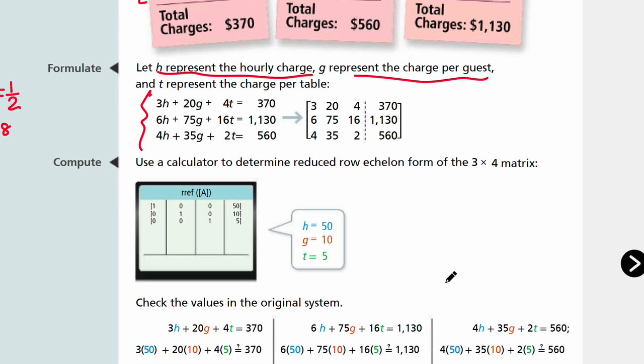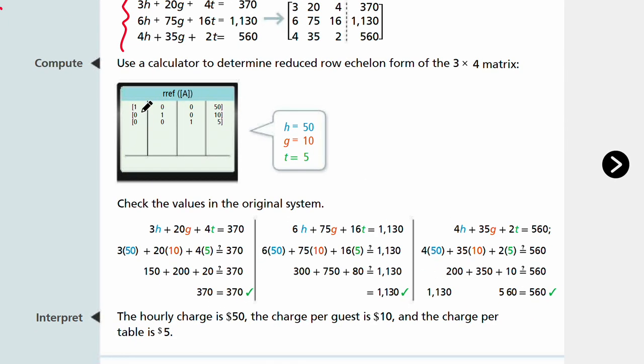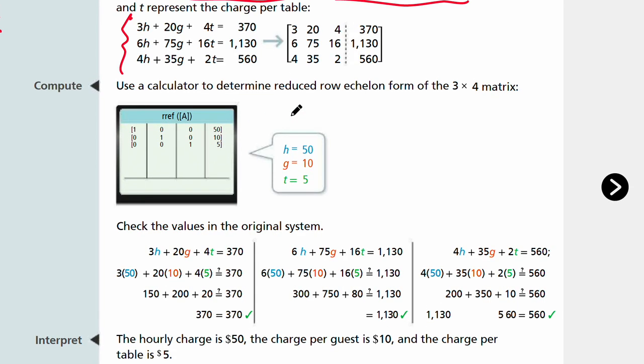And then we'll see that x is equal to 50, y is equal to 10, z is equal to 5. But here we know the variables are h, g, and t, right? And we use h as the first column, g as the second column, t as the third column. So just make sure those are appropriate. And you can check your answer by plugging them in and substituting them into each of the equations and see if they all make sense and they're true.